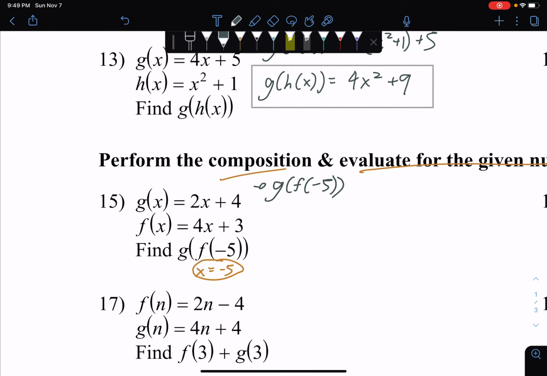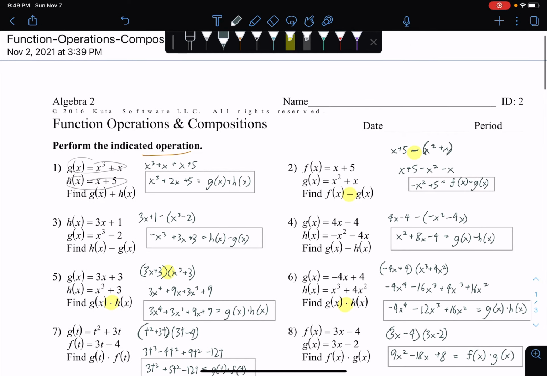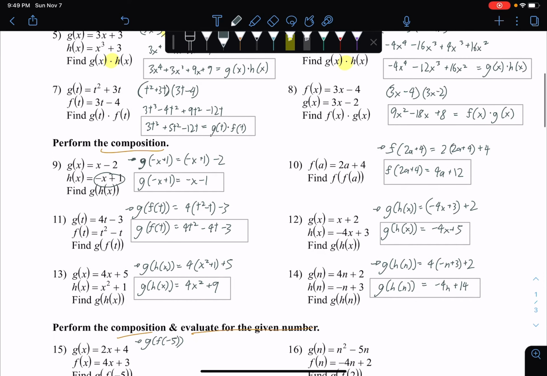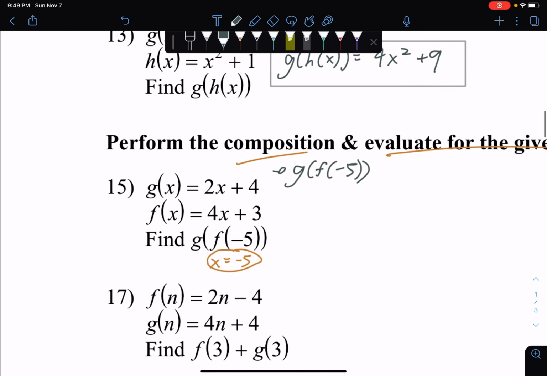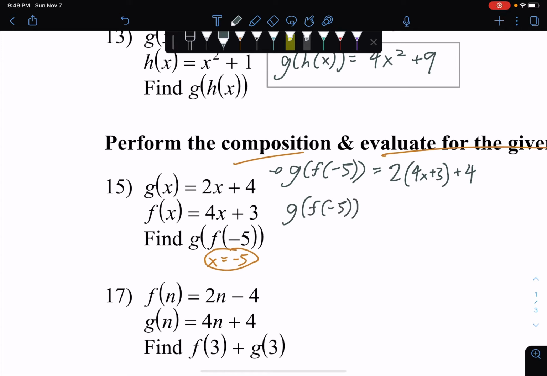Ever since we started this video, we've never seen the x value at all. But number 15 is our first time to find our x value, so please pay attention. g of f of negative 5 is equivalent to, we'll be using this again, 2 times our x, which is equivalent to 4x plus 3, then plus 4. We'll be simplifying: 8x plus 6 plus 4 is 10.